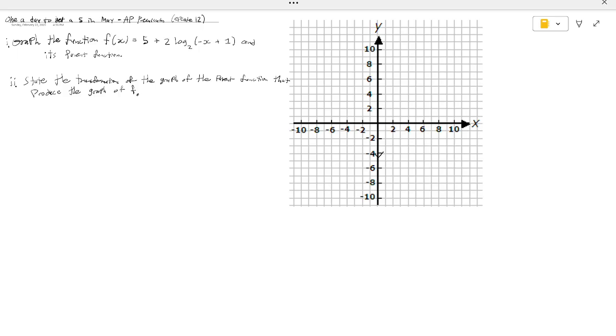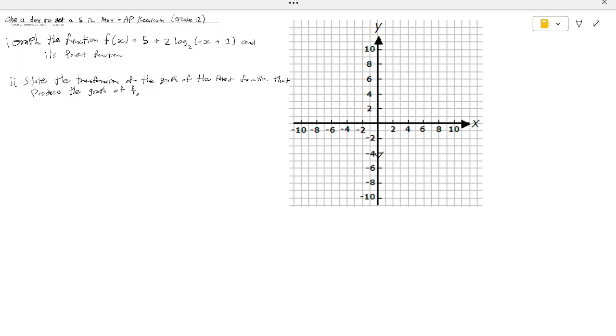So the problem is asking us to graph the function f of x equals 5 plus 2 log base 2 of negative x plus 1 and its parent function. And then it wants you to state the transformations that will produce the graph of f from the parent function. So before I do the problem, give it a go yourself, and then check back and see how you did.